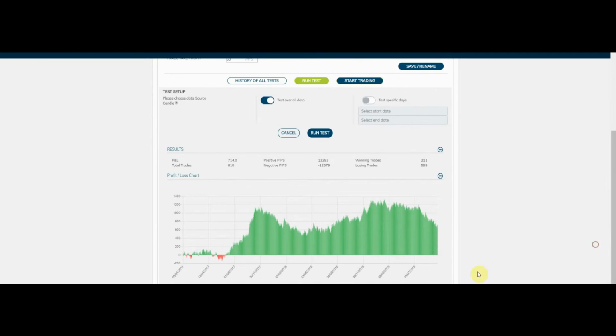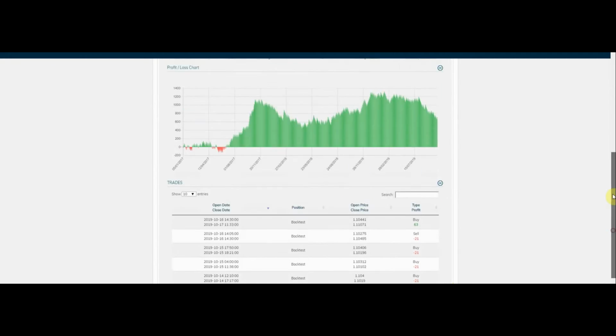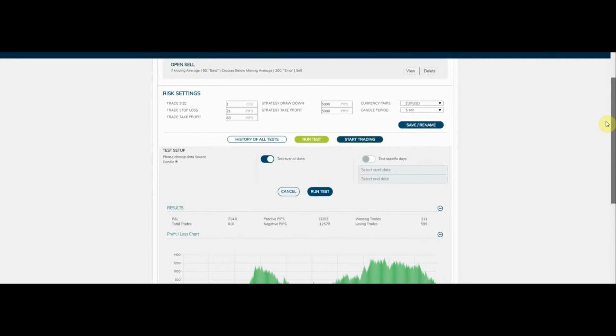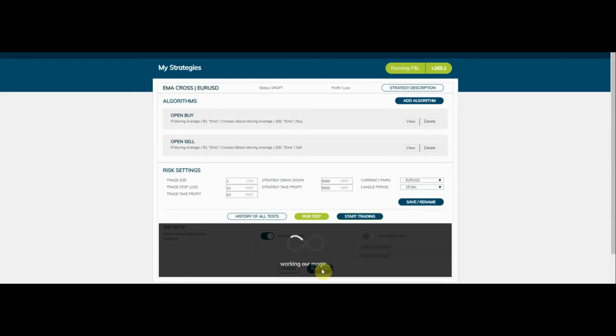Okay, if you want to look at all the trades, you can. All the trades appear at the bottom here. So a 63 pip win or a 21 pip loss. So you can see, you know, overall it made money. It was a profitable system. But you might want to just revise it a little bit. So let's revise it to say a 15-minute time frame. We simply drop down the menu here to 15 minutes and we rerun the test, and that's all we do.